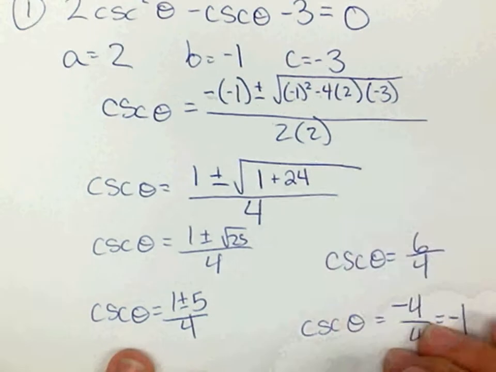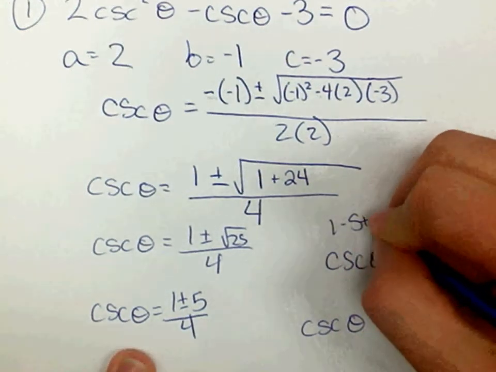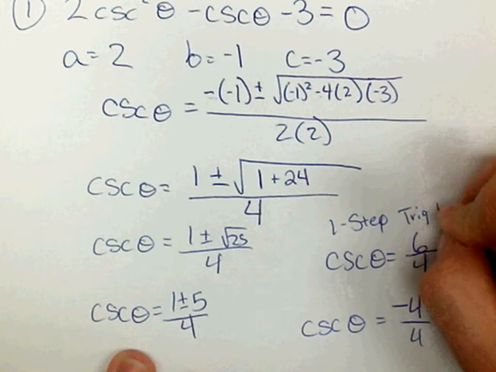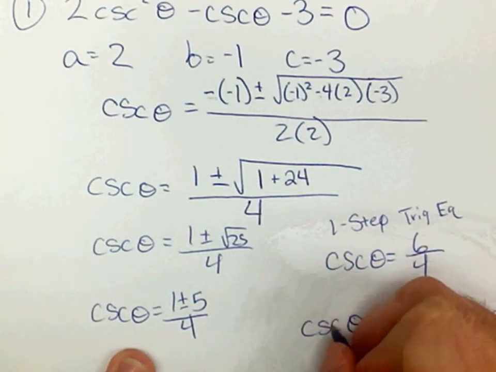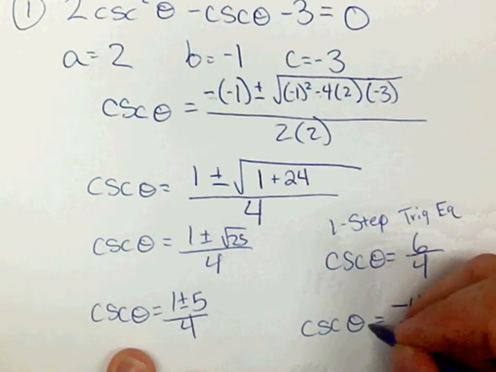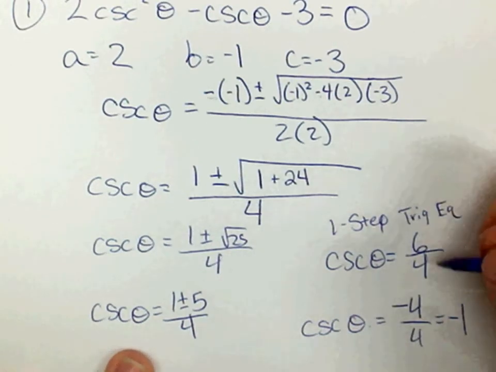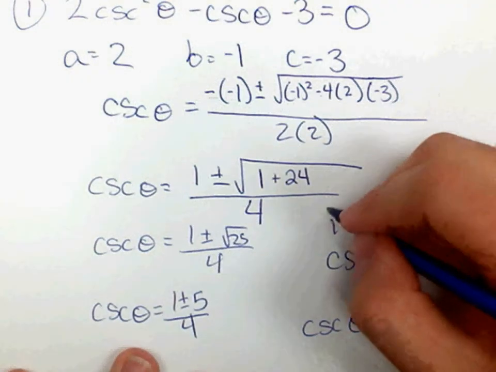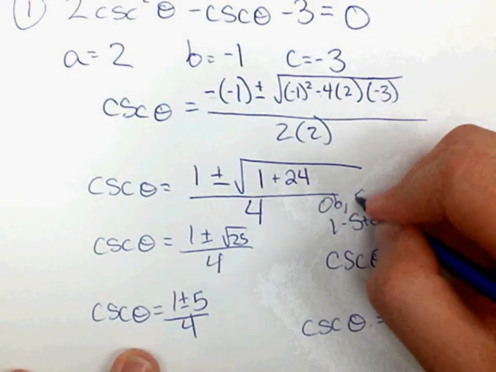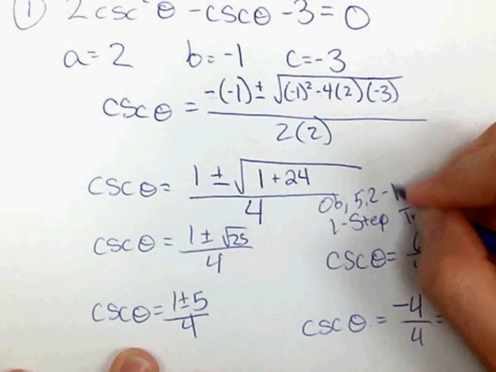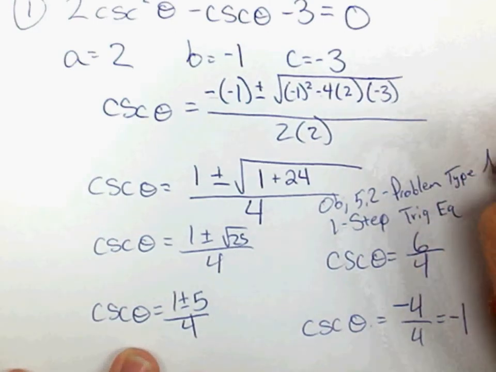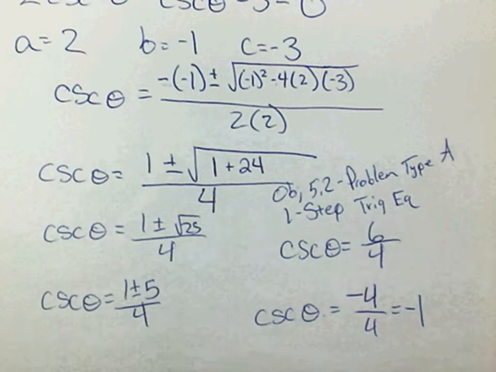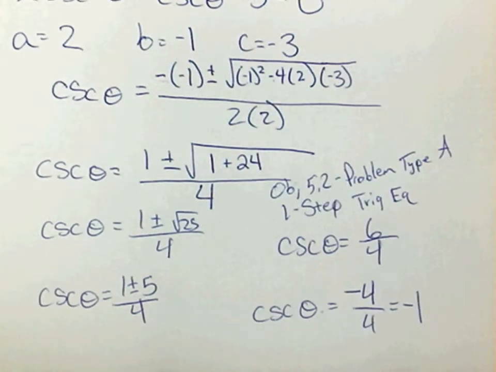From here, this is a one-step trig equation. You're going to take the reciprocal, turn these into sine, and then figure out what theta is. If you need more help with that, I recommend you go watch the video over objective 5.2, which was problem type A. And that will tell you how to finish this type of problem. But I'm really more concerned about solving these quadratics.